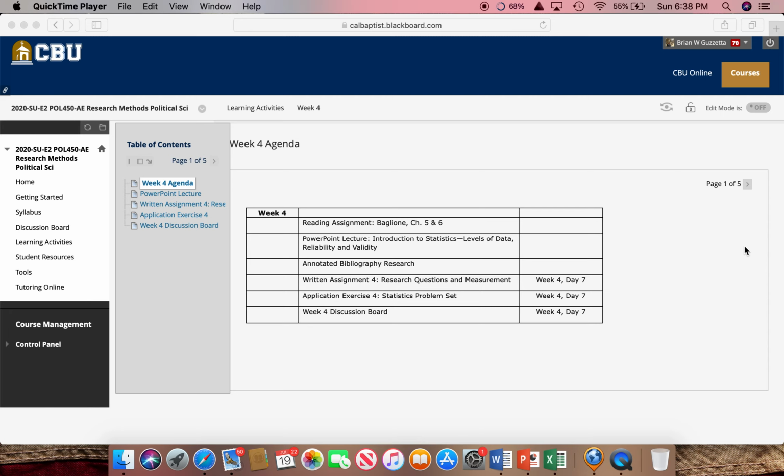It's already week 4 of POL450, Research Methods for Political Science. I hope you had a good week 3, and now let's take a look at what we need for week 4. Here in week 4, we're going to base everything on chapters 4 and 5 out of our text. We're also going to do a brief introduction into statistics and the levels of data, reliability, and validity. We need to continue to work on our annotated bibliography research, and then we have 3 deliverables: our research questions and measurement, an application exercise on statistic problem sets, and our week 4 discussion board.